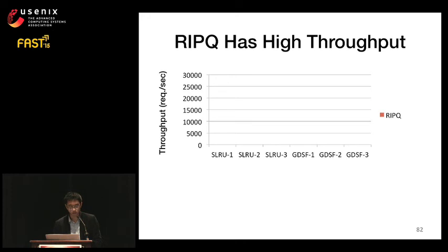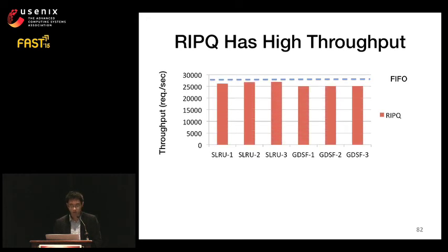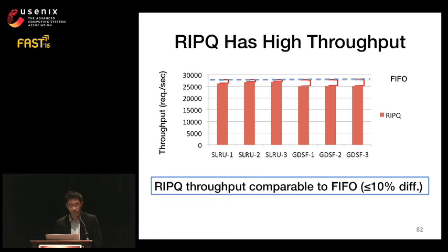Now let's look at the throughput of RIPQ. FIFO was used in production because of its high throughput. The dashed line is the throughput of FIFO, over 27,000 requests per second for the origin cache. Can RIPQ achieve similarly high throughput? The red bars are the throughput of RIPQ running different algorithms. For the segmented LRU family, it's 5% lower than FIFO, and for the greedy dual size frequency family, it's 10% lower than FIFO. So RIPQ achieves a high throughput comparable to FIFO.